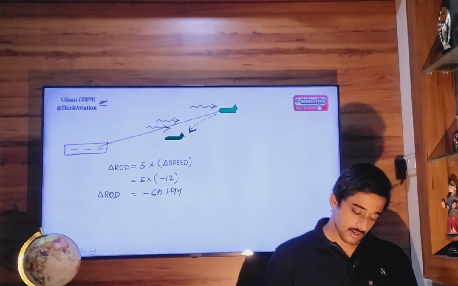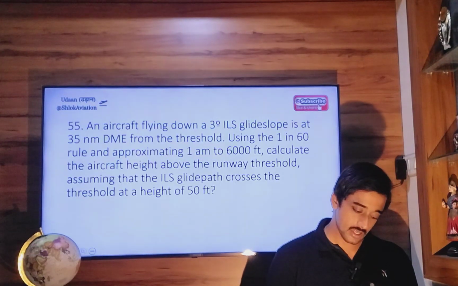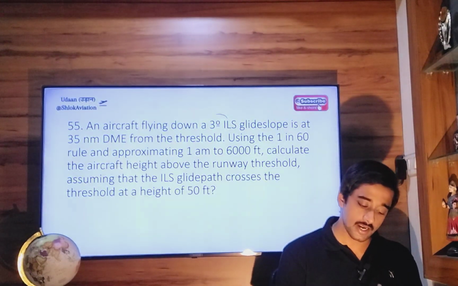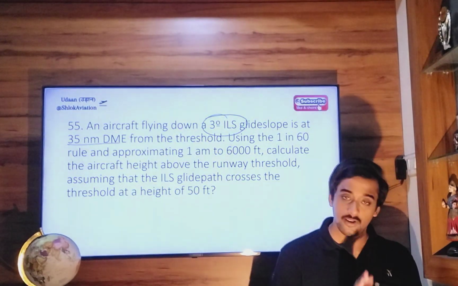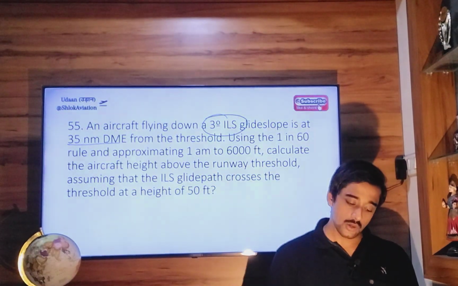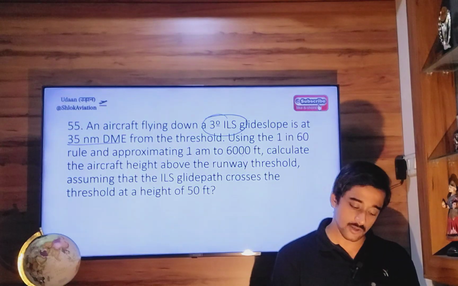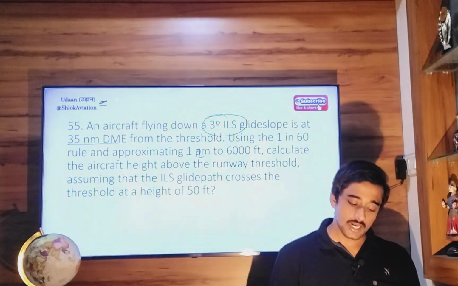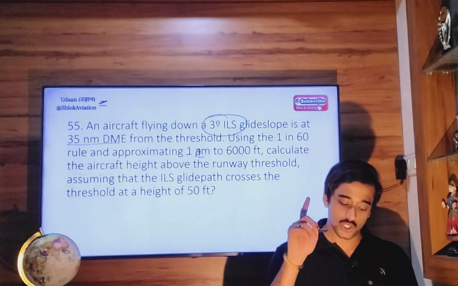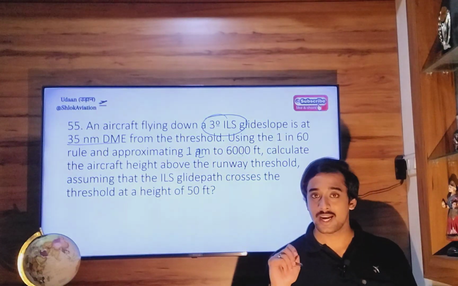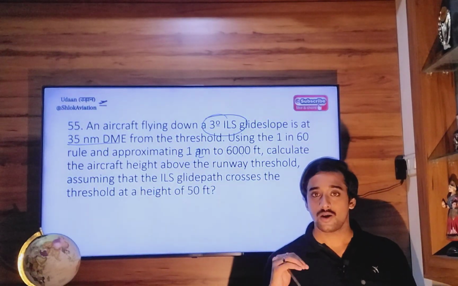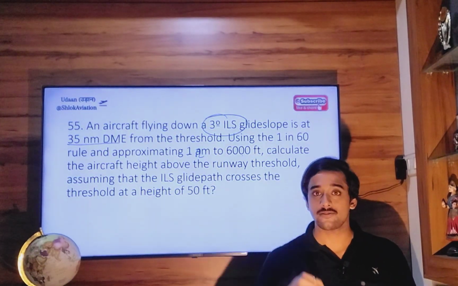Okay, so next. An aircraft is flying on a 3-degree glide slope 35 miles away from a DME station. Use the 1 in 60 rule. Okay, 1 nautical mile equals 6,000 feet. Calculate the aircraft height above the runway threshold if the ILS glide slope crosses over the threshold at 50 feet.